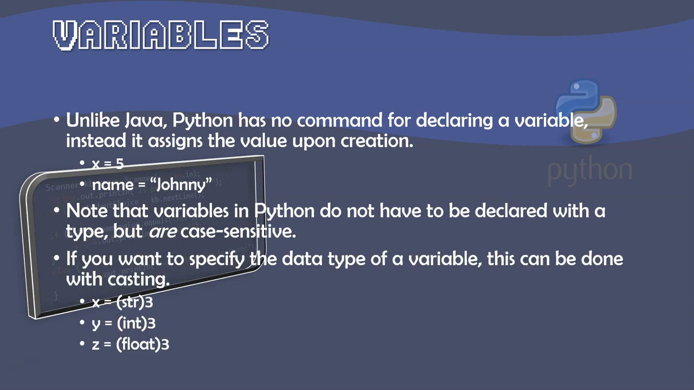Now, if you want to specify the data type of a variable, this can be done with casting. So for example, I have x equals str(3). That means that is a string type. And of course, you'll want to take note of these types here. So str is for strings. We have y, which is int, which is for integers. We have z, which is float, obviously for floats. So this would, of course, be the string value 3. This would be the integer value 3. And this is the float value 3, which means to be 3.0.